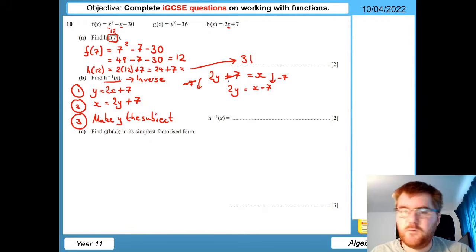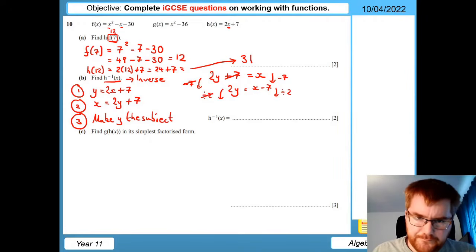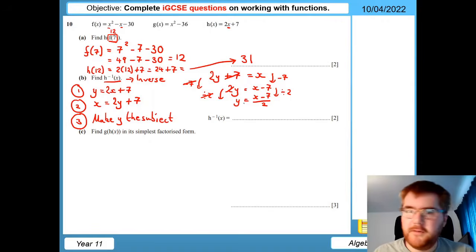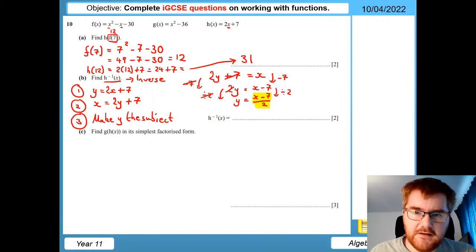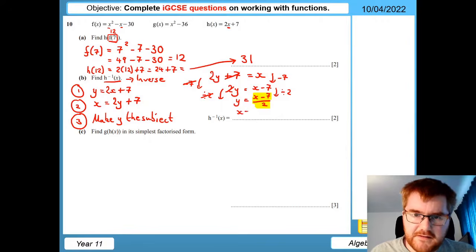And then we want to get the y on its own. So what's the opposite of timesing by 2? Yep, we're going to divide by 2 on both sides of the equation. This cancelling, and we're left with our final answer of x minus 7 divided by 2. Remember, this y equals whatever's on the right-hand side, right at the end, is going to be our answer. So this x minus 7 divided by 2, like so.